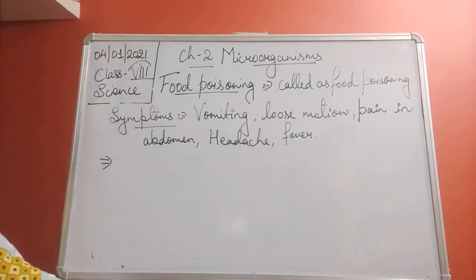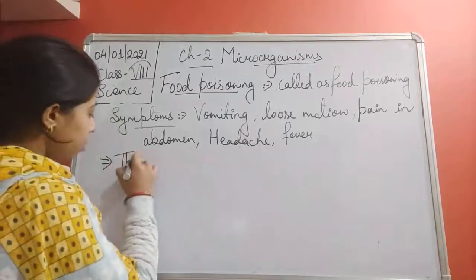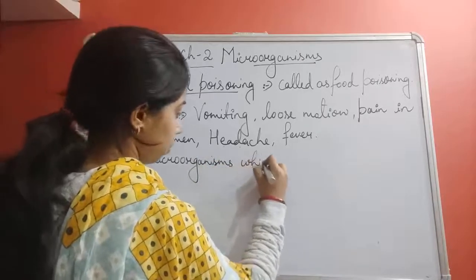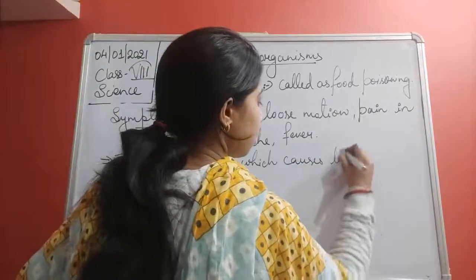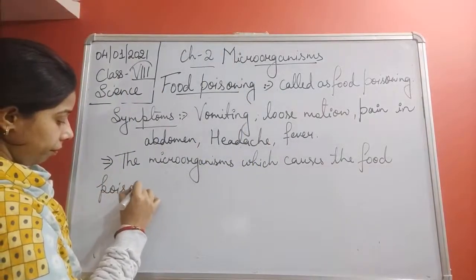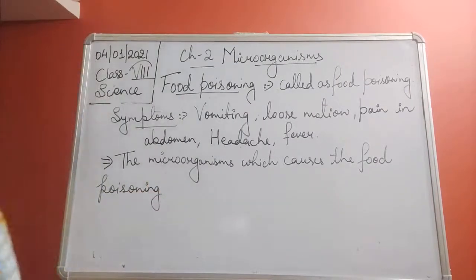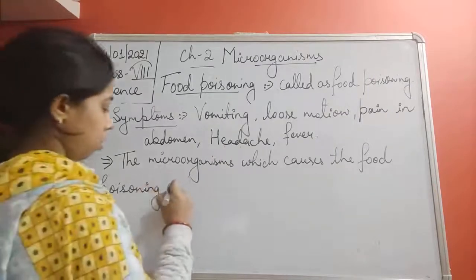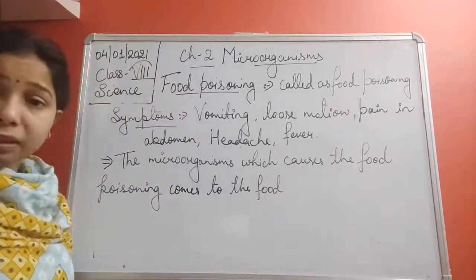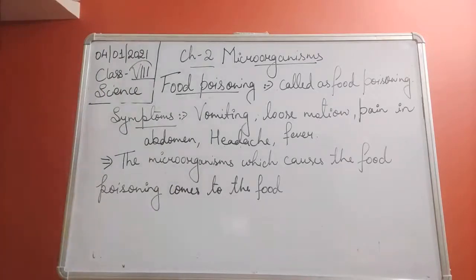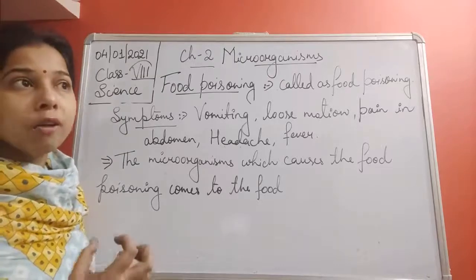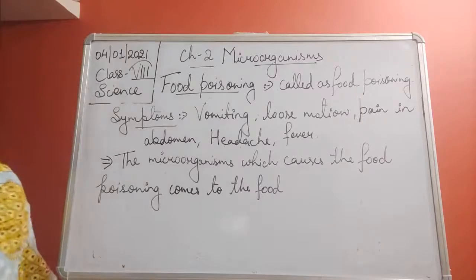Now, what are the means by which the food gets poisoned, or by which the microorganism reaches the food? We can write it: the microorganisms which cause food poisoning come to the food how? Through dirty water, through air, and flies and cockroaches are also there, students, and even if the container in which the food is kept is not cleaned properly. So these are some of the reasons, students.